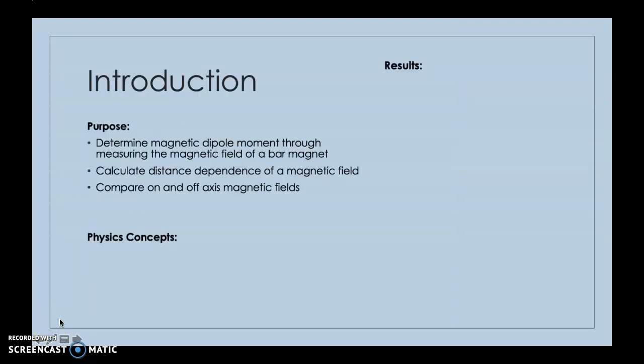The purpose of this experiment is to determine the magnetic dipole moment through measuring the magnetic field of a bar magnet, as well as calculating the distance dependence of a magnetic field and comparing on and off axis magnetic fields. Major physics concepts include magnetic fields and dipoles, distance dependence, and the Biot-Savart law.